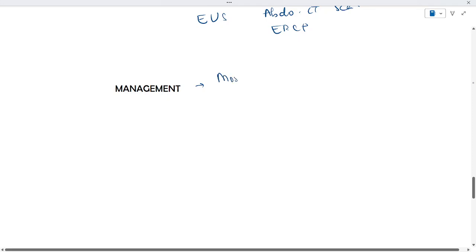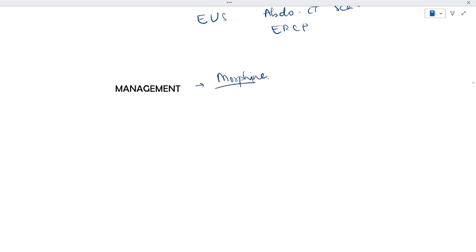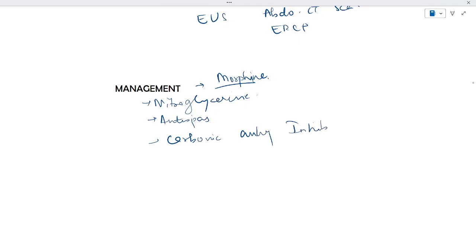What are the management steps? Morphine is the first. Second is nitroglycerin, given for relaxation of smooth muscles and relief of pain. Antispasmodics are to be given. Carbonic anhydrase inhibitors will reduce the volume and bicarbonate concentration of pancreatic secretions. Next are antacids, H2 receptor antagonists, proton pump inhibitors, and calcium is given if hypocalcemia or tetany has occurred.